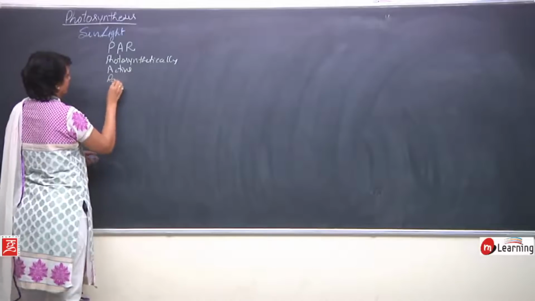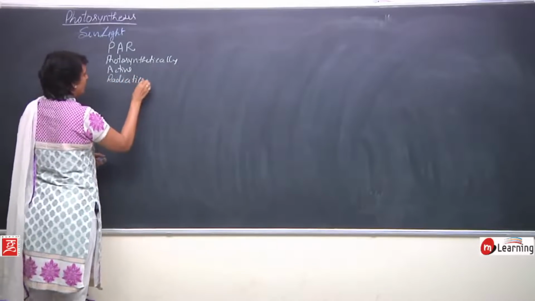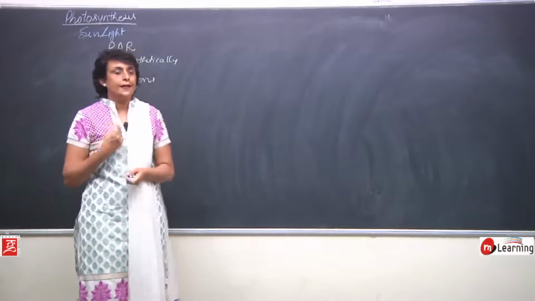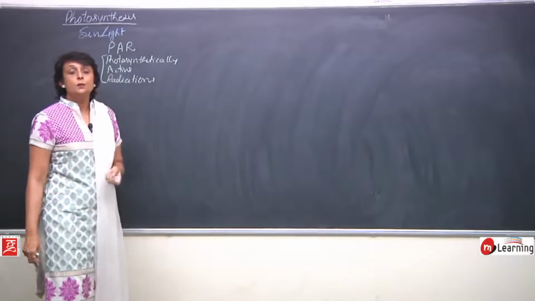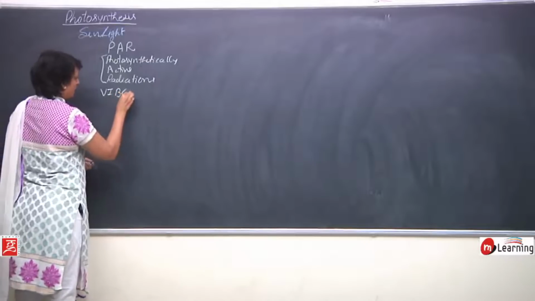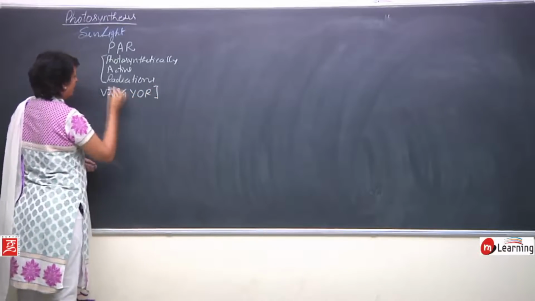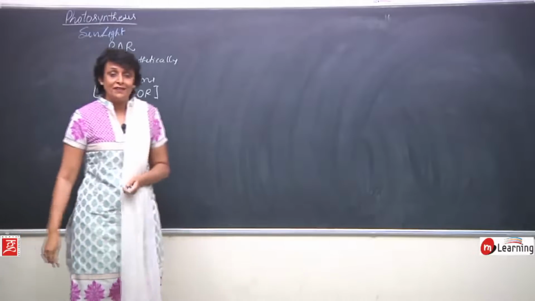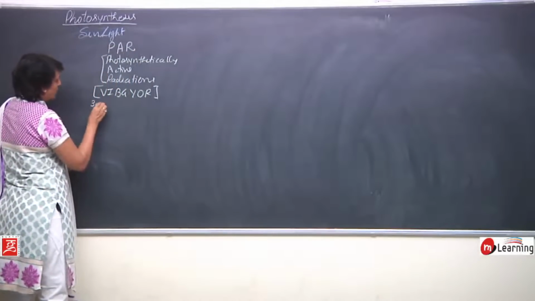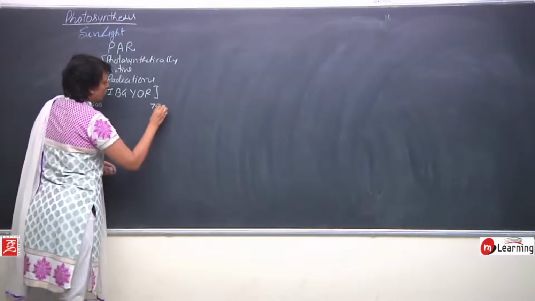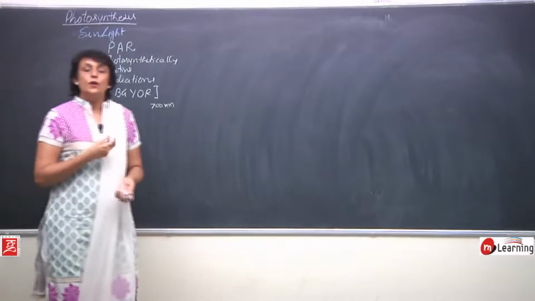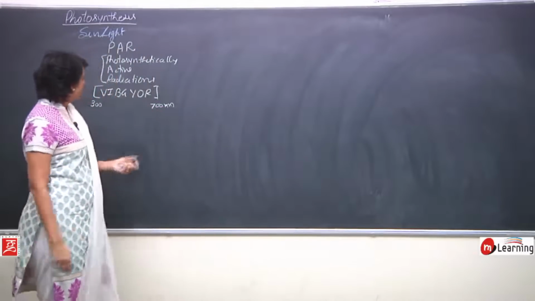So when we talk of light energy, we are actually talking about this photosynthetically active radiation, and this is in the visible spectrum. So we are basically talking about the white light, which comprises of the 7 colors. This wavelength extends from about 300 nanometers to 700 nanometers. So this is the wavelength which helps in photosynthesis.